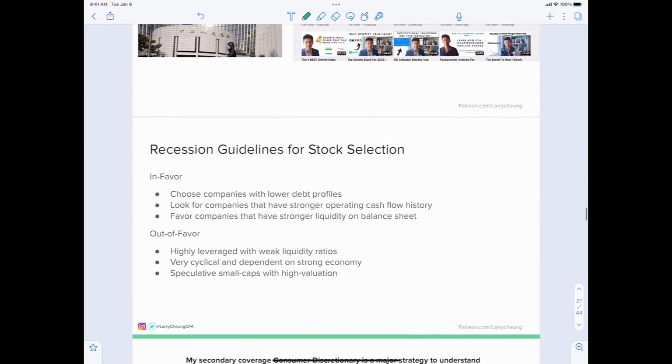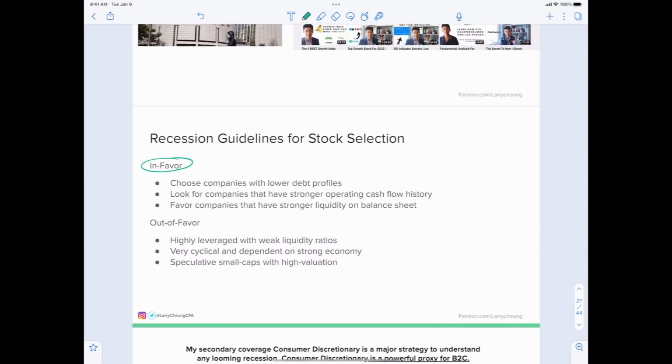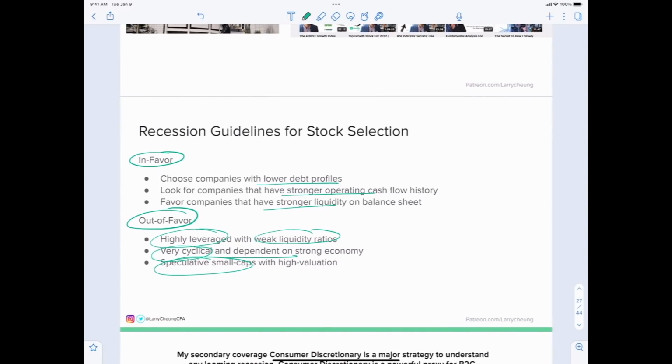Now, I want to offer some recession guidelines for stock selection so that when you do your own research, you're looking for companies that are tilted in your favor. You want to look at companies that have lower debt profiles, stronger operating cash flow history, and stronger liquidity on the balance sheet. And in terms of companies that are out of favor, you want to avoid highly leveraged companies with weak liquidity ratios, companies that are very cyclical or strongly dependent on the growth outlook. And you also want to avoid small caps or speculative companies with extremely high valuation.